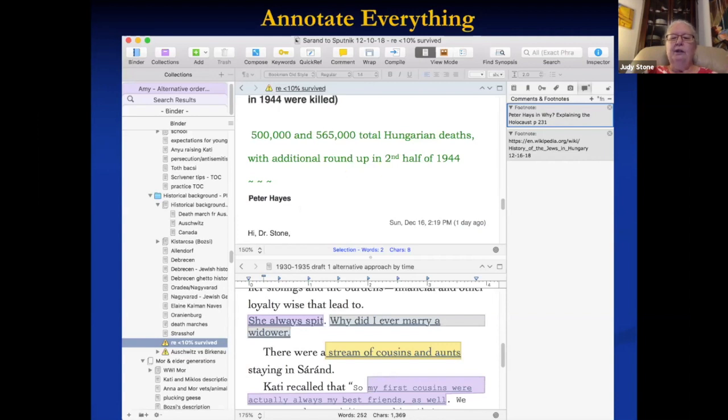And one of the things I really like about Scrivener is it allows you to annotate everything. So here I found a note, and please, don't make the mistake that I did on my research book. Make a note of what page you find something on. So yeah, here I noted page 231.